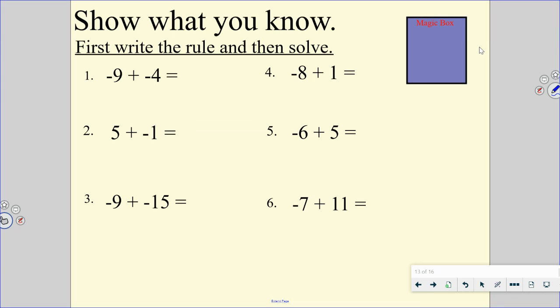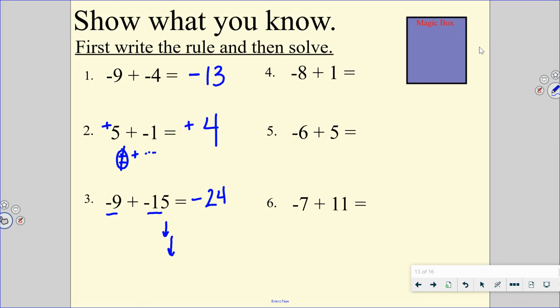-9, -4, deeper in debt, and it's going to end up being -13. Let's keep on going down. +5, -1, I'm going to picture that zero pair, which means we still have positives left over. I know you don't have to write the plus sign, but I'm going to, for an answer of +4. Meanwhile, -9, -15, I dive down 9, I dive down 15, I am deeper underwater at -24.